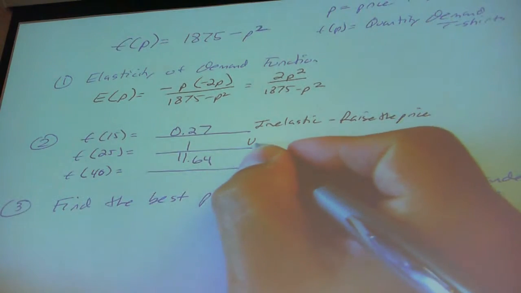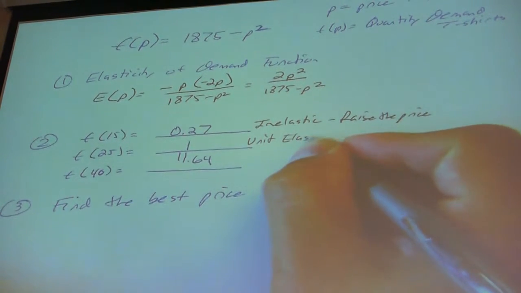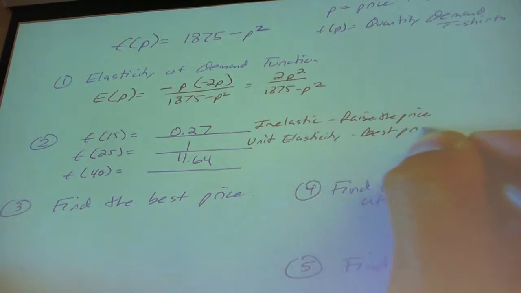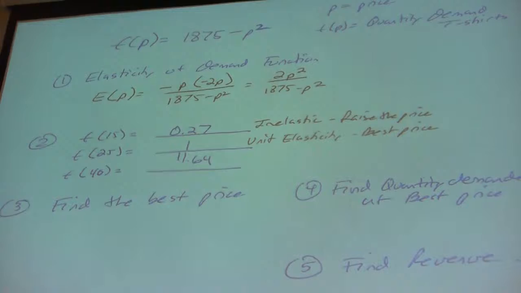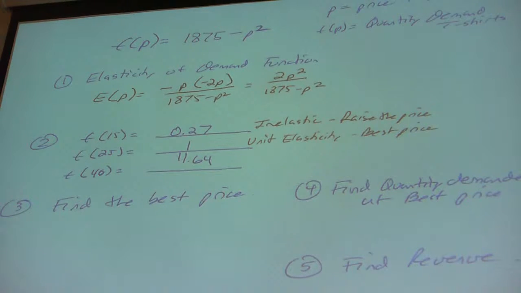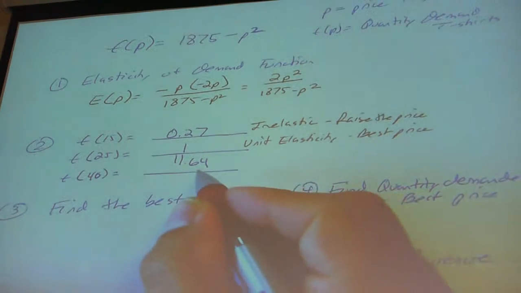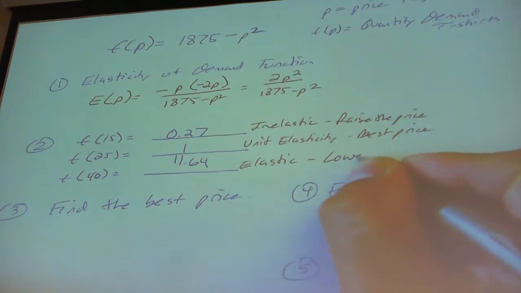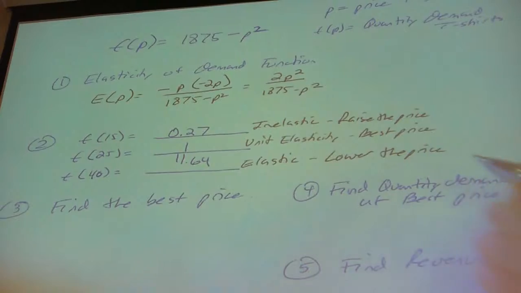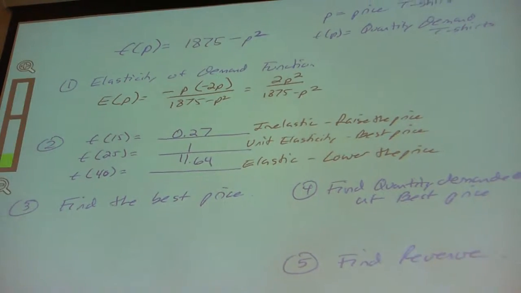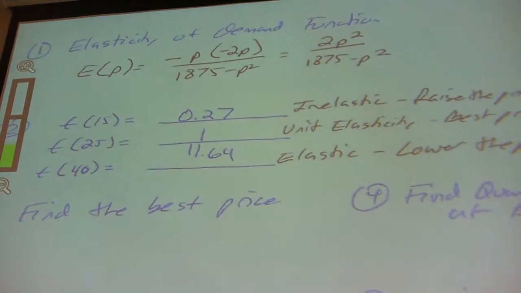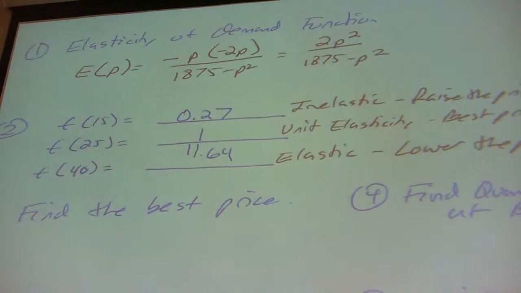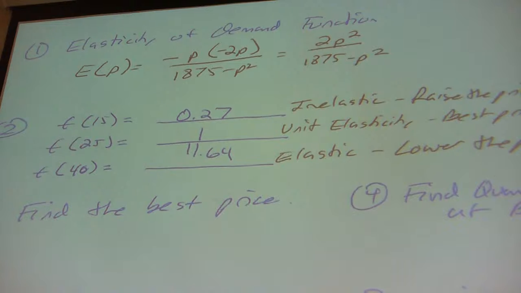When you get 1, that's unit elasticity. That's when you know you have the best price. But keep in mind, we got lucky that it was 25. You don't want to sit there and just keep plugging in to get 1. And then when you're greater than 1, you're elastic. You should lower the price. Now again, the reason why we do all that raising and lowering is to increase our revenue. If you lower it, you'll make more money. If you raise it, you'll make more money. And 25 seems to be the best price.